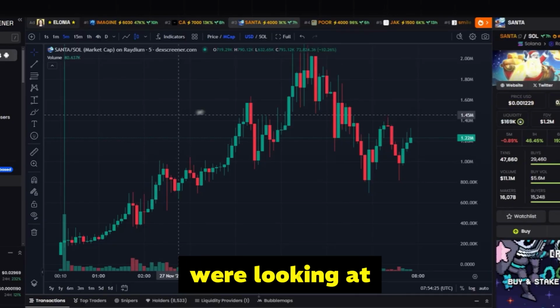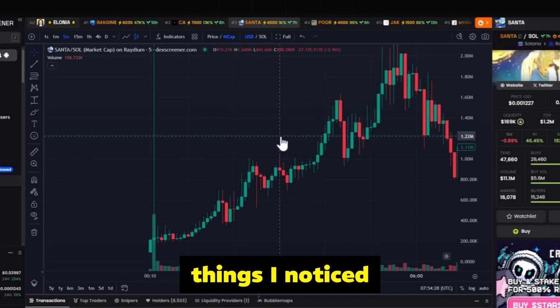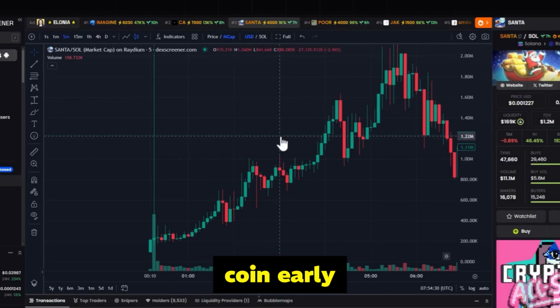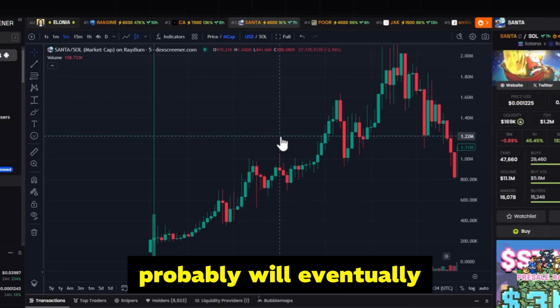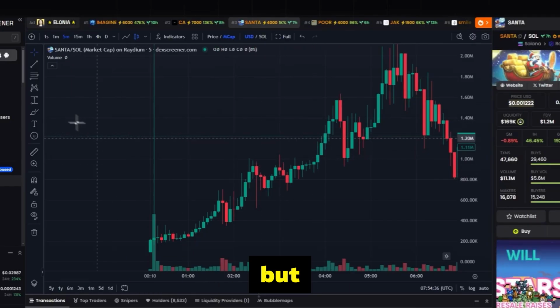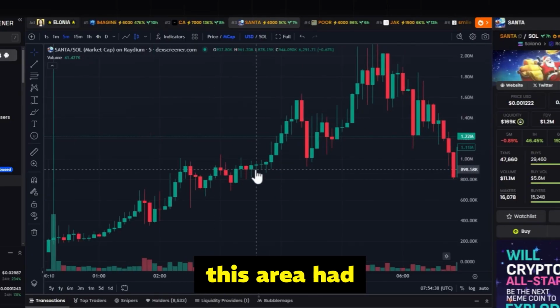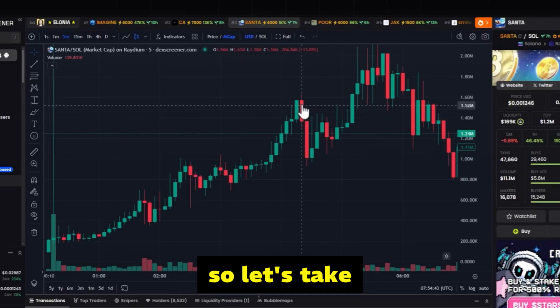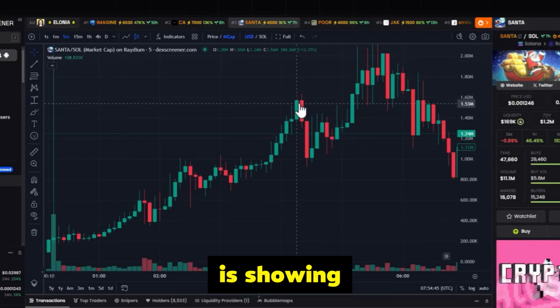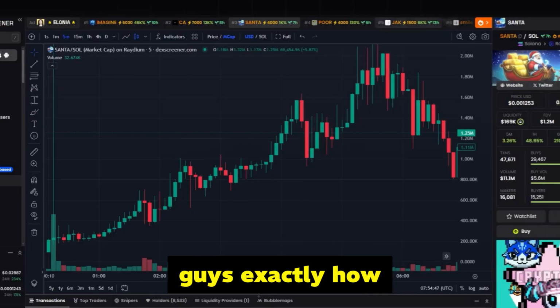So when we were looking at this first area, one of the things I noticed that made me buy into this coin early. And firstly, this is not a recommendation to buy this coin. All meme coins probably will eventually go to zero. But what I'm talking about here is that we can see that this area had a sort of squeeze, and then price moved upwards. So let's take a look at the kind of pattern that this is showing, and then let me show you guys exactly how to draw it.